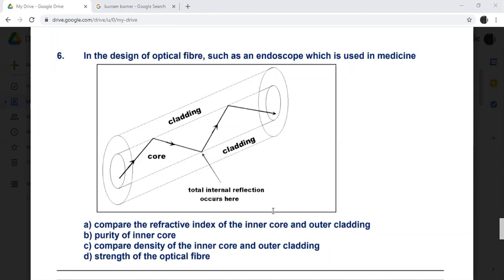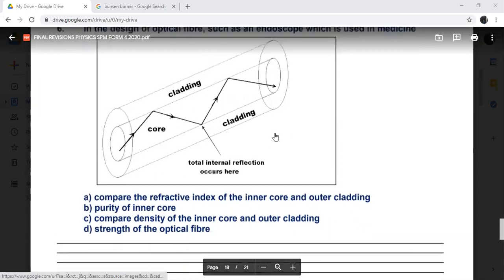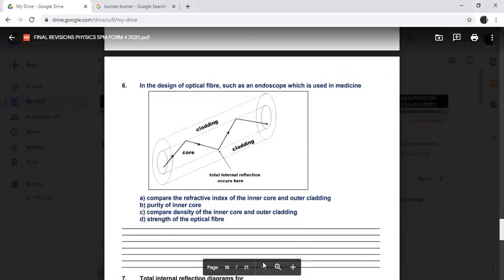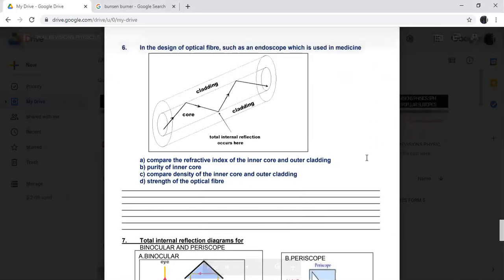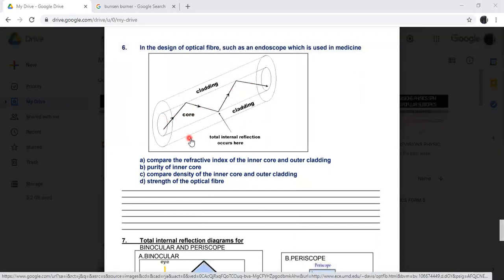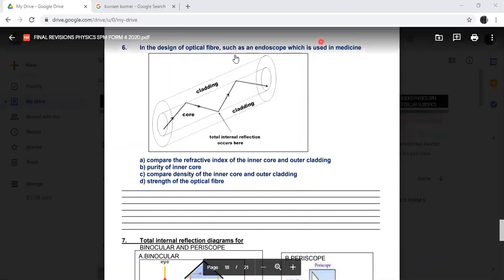Let's study these optical fibers first. Look at optical fibers in the design of optical fibers such as endoscope, which is used in medicine. See here, this is an optical fiber, right? It is made of an inner core inside and outer cladding outside. Inner core, outer cladding.